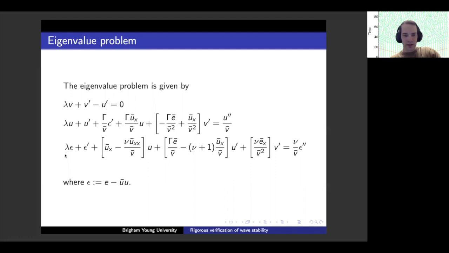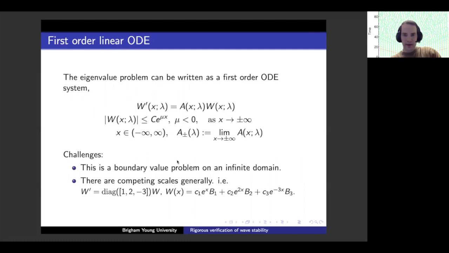Since it's 1D, we actually just derive a linear ODE, which we can write as a first order system. So we'll change this ODE to a first order system and solve for it that way. So the eigenvalue problem can be thought of as looking for solutions of this linear ODE that satisfy a decay rate as x goes to plus and minus infinity.